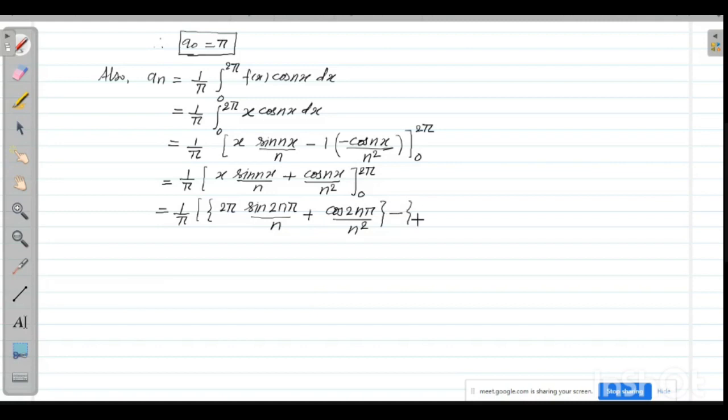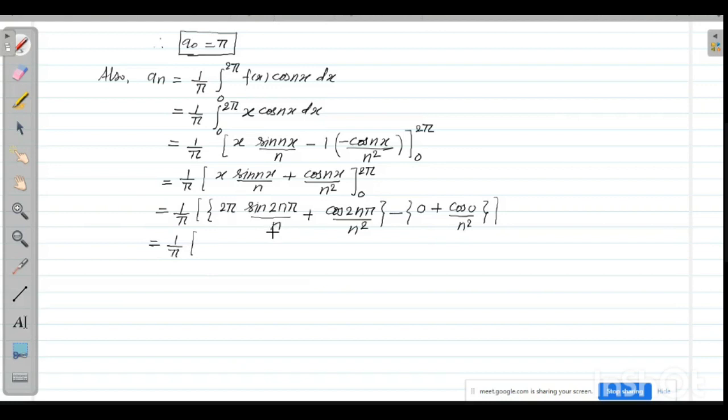Similarly provide the lower limit. 0, instead of x we put 0, so the whole thing will be 0, and plus cos 0 by n square. Now close the bracket and the main bracket also. So this equals 1 upon pi, open bracket.